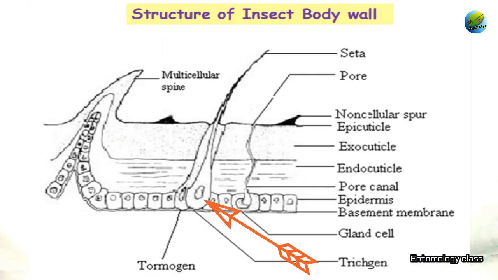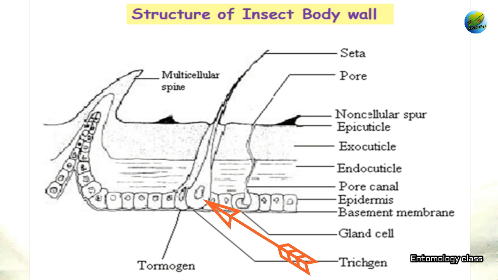Other than that, there are also some specific cells like the trichogen. The trichogen is the cell which produces the hair visible on the outside of the integument. You can see that in insects there are numerous hairs present on the integument, which are produced by the cells called trichogen cells, located in the epidermis.